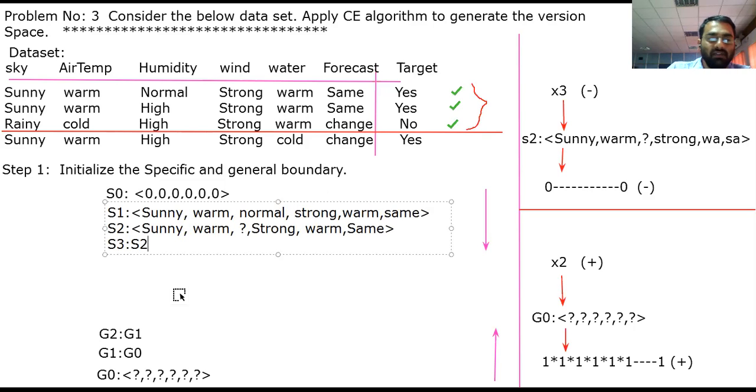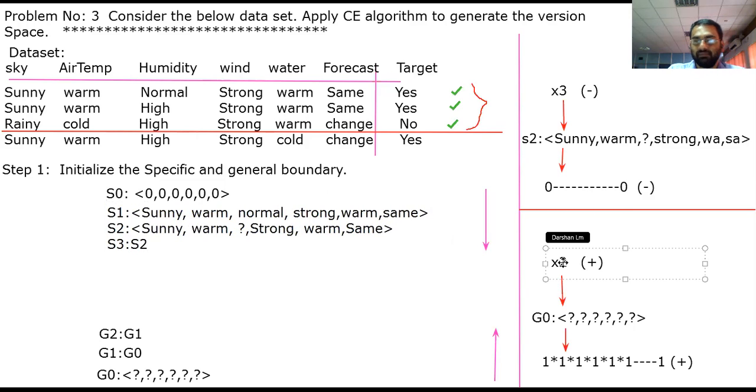So now I will give that instance to the general boundary. Let us see what happens. When I give that instance to the general boundary, since x3 is a negative instance and in the general boundary all are question marks, the output of each question mark will be 1, 1, 1. Therefore, after multiplying you will get positive.